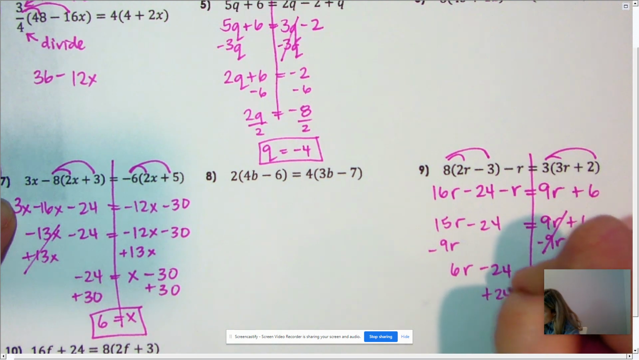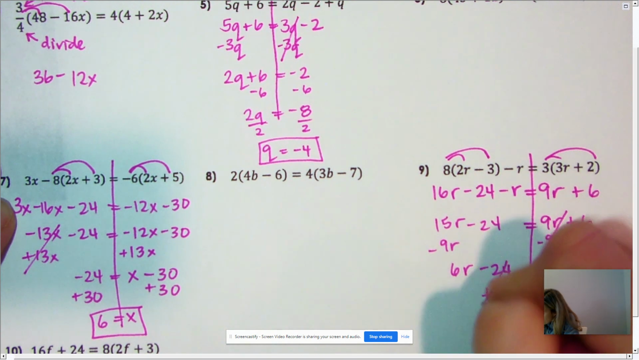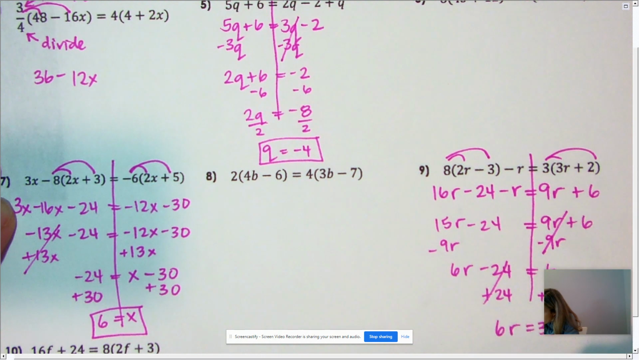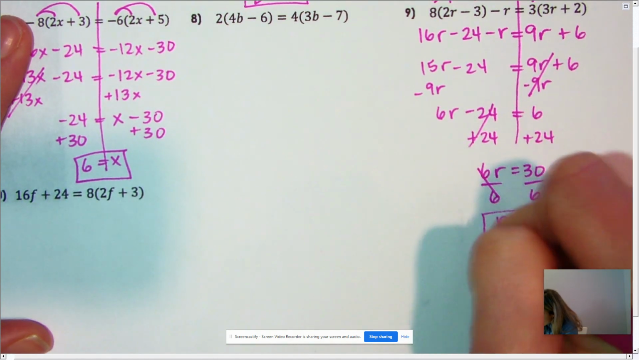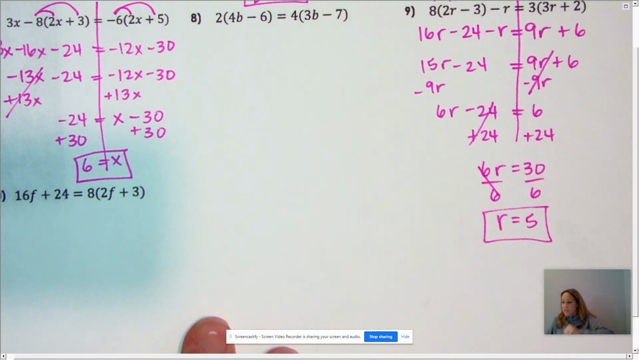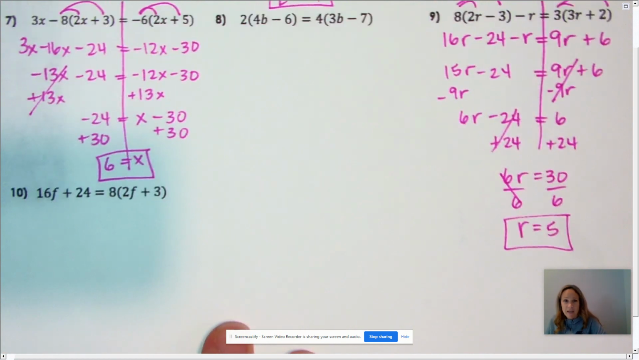I'm going to add 24 to both sides. So I have 6r is equal to 30. Divide, but I'm going to run out of room here, you guys. Better scoot this up. So then I have r is equal to 5. Man, that was a long one. And then you guys can do number 10 on your own, easy peasy.